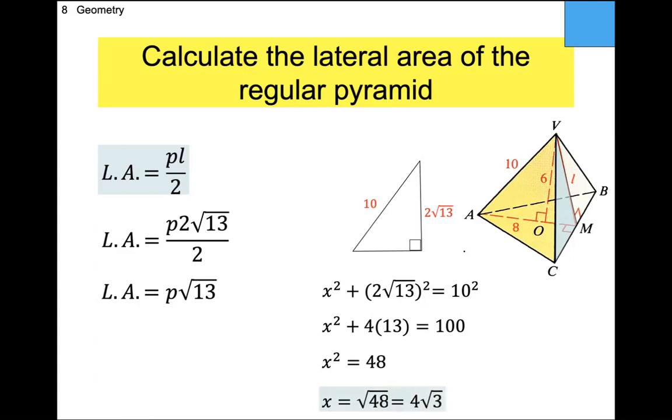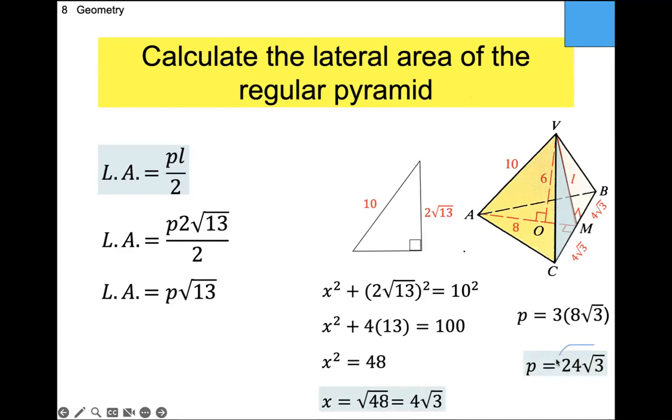So here's the deal, though. Remember, we only solved that for CM. That was our x, so that's 4 root 3. The other side is 4 root 3. So one side of the base of the pyramid would be 8 root 3, but there's 3 of the sides. So I need to take 8 root 3 and multiply by 3, or 24 root 3. Wow. Okay, what do I do with that?